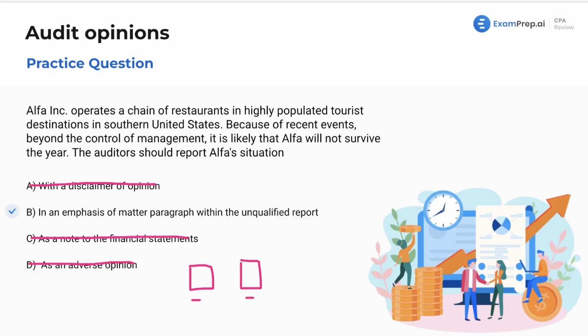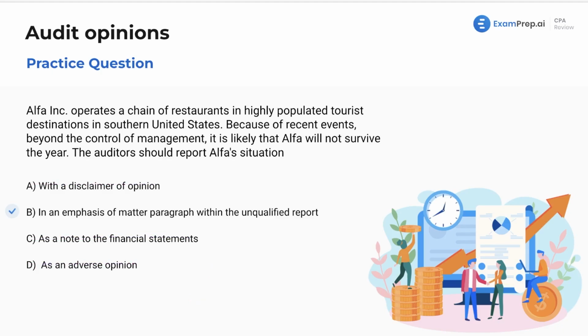You make an emphasis of matter paragraph with the unqualified report. So clean financial statements, again, presumably the financial statements accurately reflect the financial position of the company, and we're good to go. So again, the emphasis of matter paragraph talks about something that is in the financials. If we have an emphasis of matter paragraph, it's under the assumption that we are emphasizing something that's already there, which is the disclosure that there is a going concern issue.